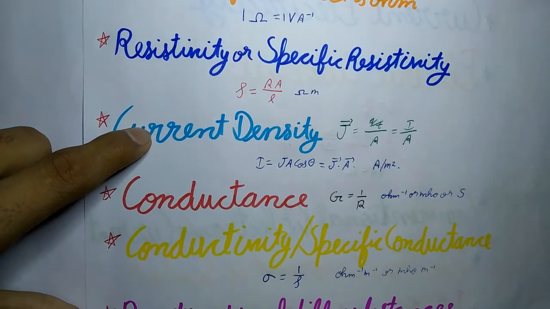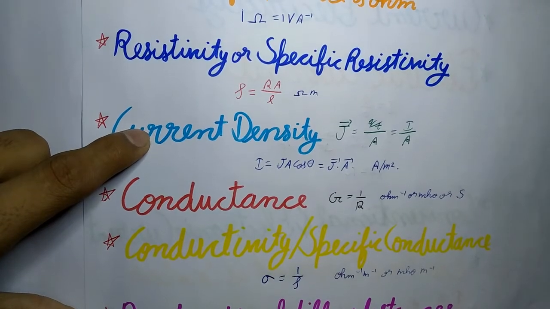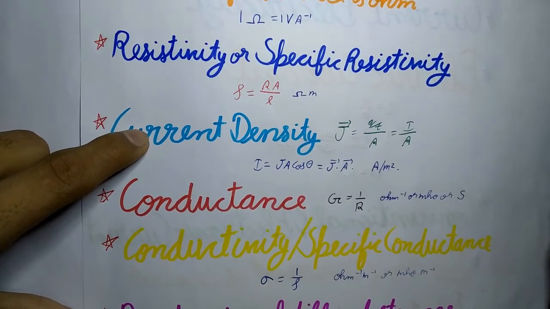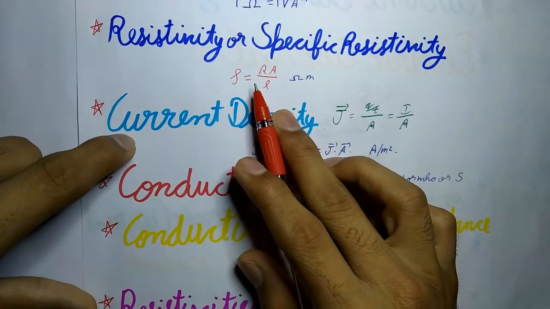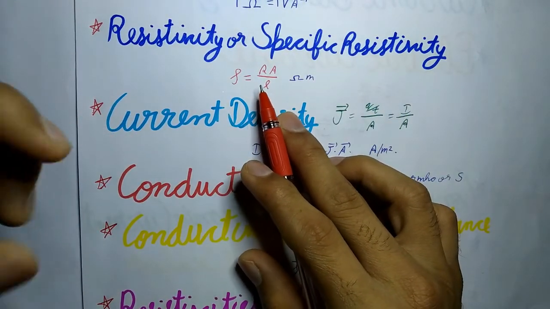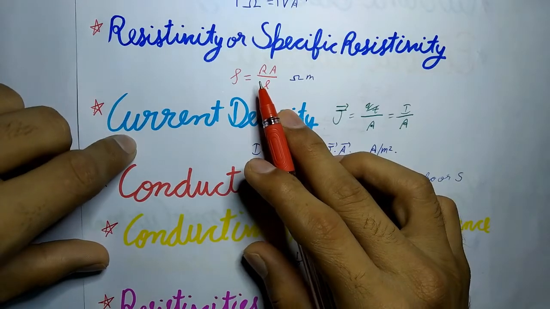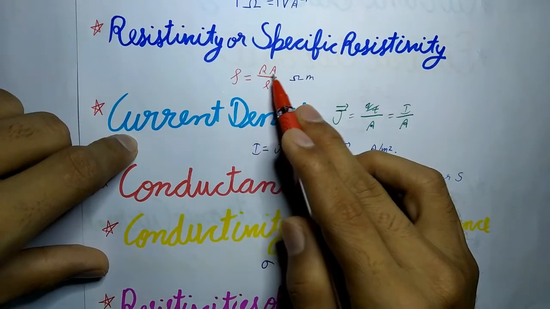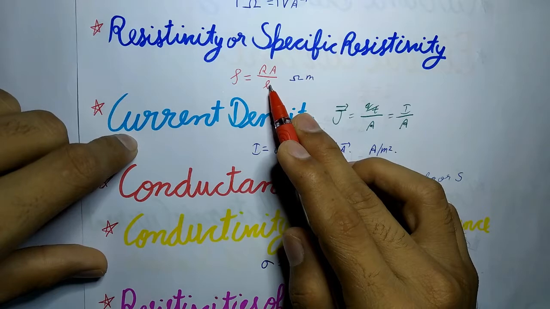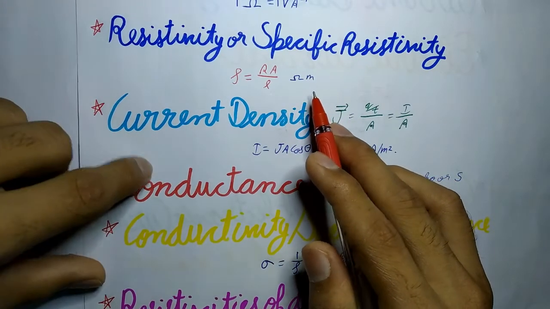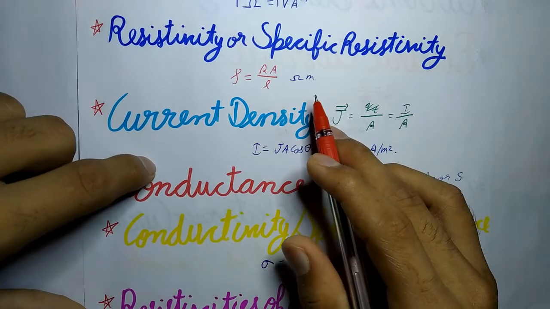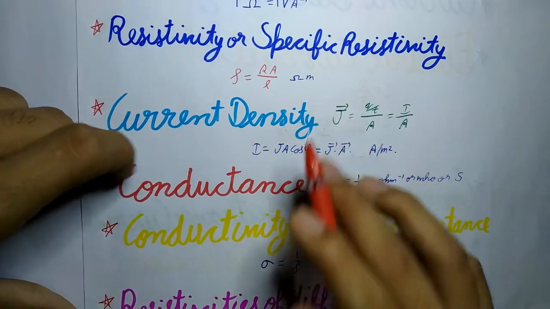Now next is specific resistance, resistivity or specific resistance. These are same things. So it is the resistance offered by a unit cube of a material of a conductor. So rho is equal to RA upon L, and its SI unit is ohm meter. So it depends on the nature of material of the conductor and physical conditions like temperature, pressure, etc.